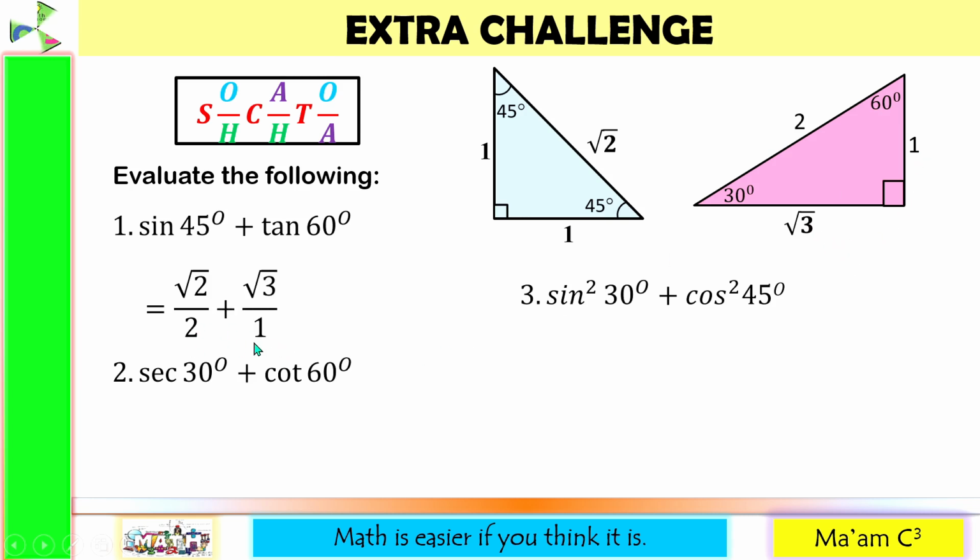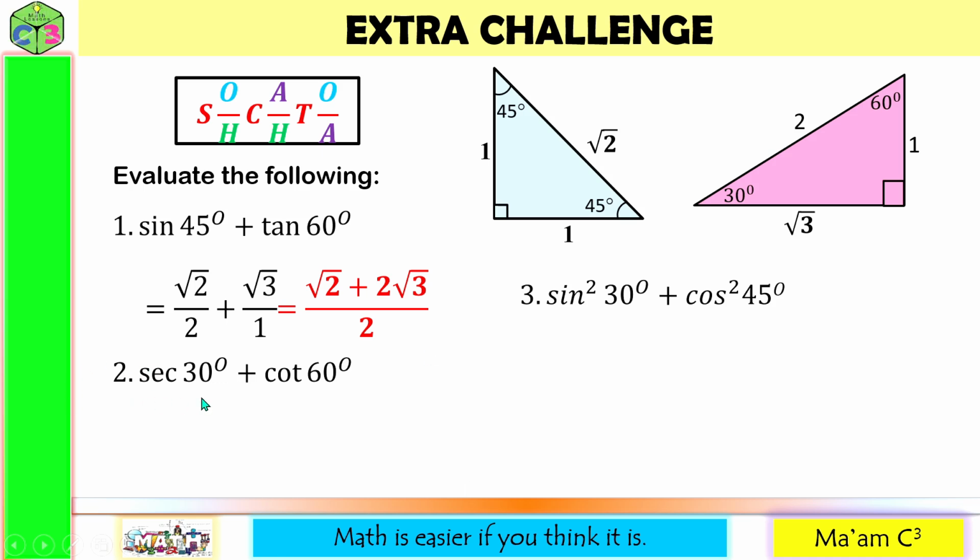Different denominators. Let us get the LCD. That would be 2. 2 divided by 2 is 1 times square root of 2 is square root of 2. 2 divided by 1 is 2 times square root of 3 is 2 square root of 3. Copy the sign. So plus 2 square root of 3. This is now our final answer because we cannot reduce this further to simplest form.